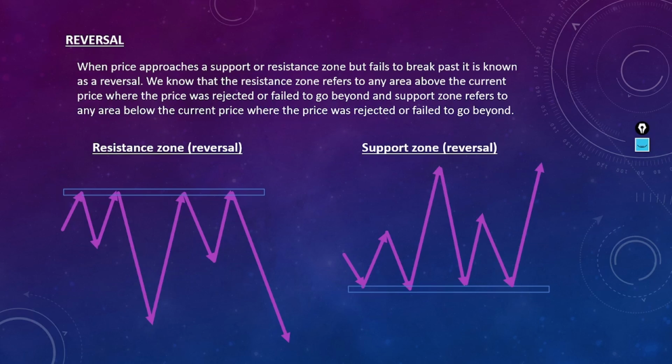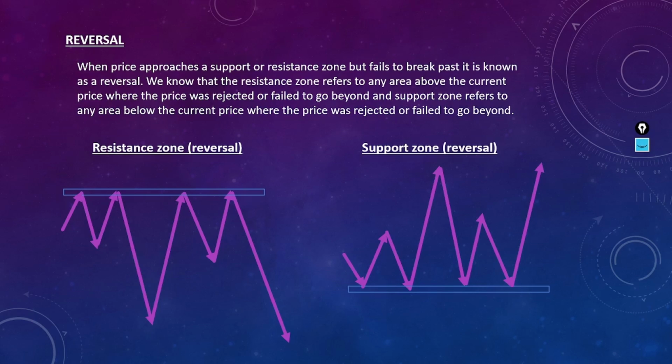Alright, so let's discuss a little bit on reversals and continuations. We understand that when price approaches a support or resistance zone but fails to break past it, it's known as a reversal. The resistance zone refers to any area above the price where the price was rejected or failed to go beyond, and a support zone refers to any area below the current price where the price was rejected or failed to go beyond.